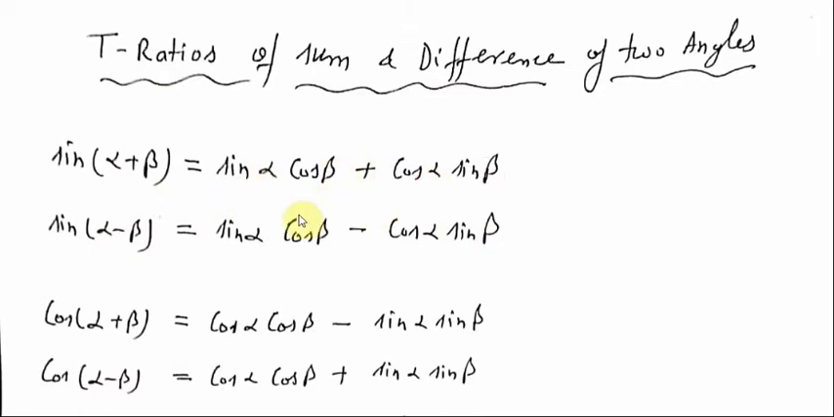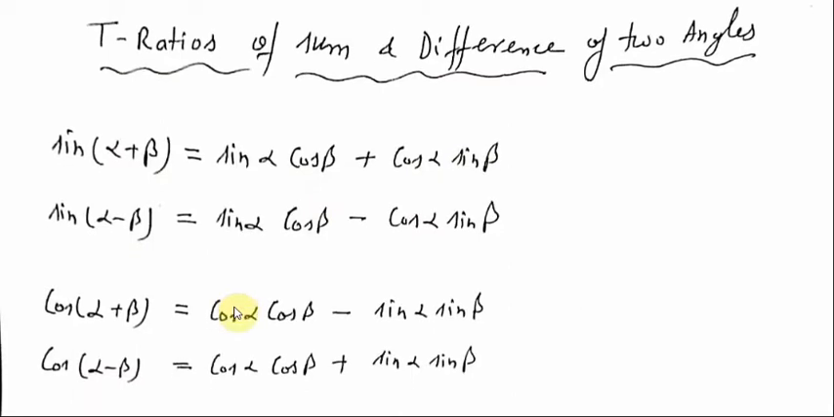So in these two formulas, almost everything is the same. If this is for the sum, the plus sign is there. If this is for the difference, the minus sign is there. And in this one, a different trigonometric ratio comes: sine, then cos, then sine.